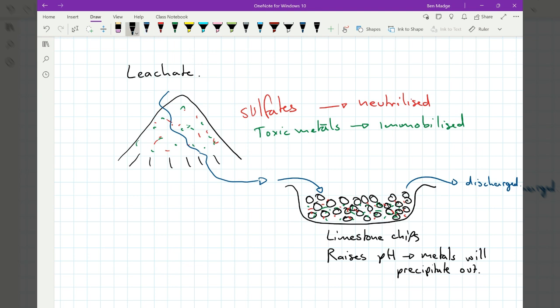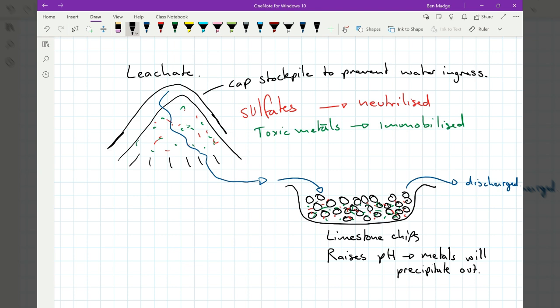The other thing we can do is provide a cap over the top of the stockpile to prevent water ingress in the first place. Easier said than done sometimes. If this is a particularly large stockpile or pile of spoil or something like that, it's going to be incredibly expensive to provide an impermeable barrier. So that might not be practical, but that would be ideal.